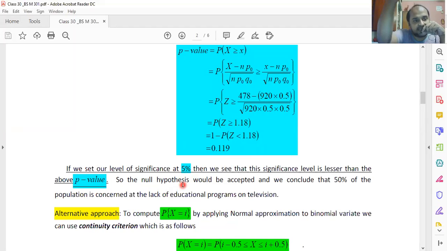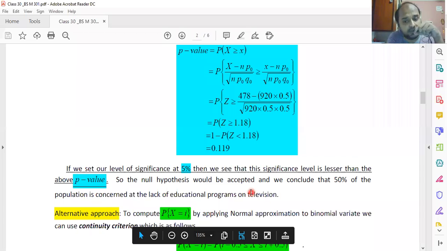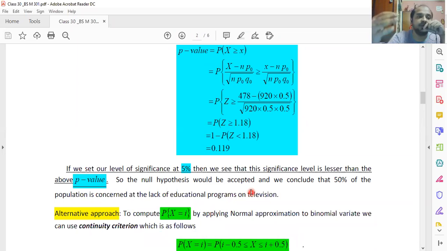According to the rule which I stated above, about drawing conclusions on the basis of the p-value, the null hypothesis would definitely be accepted. And we shall agree with the educator that yes, half of the population, whatever they believe about this particular claim, is true. So we can take the help of the p-value and give a conclusion on the basis of the hypothesis set on the situation given in the problem.